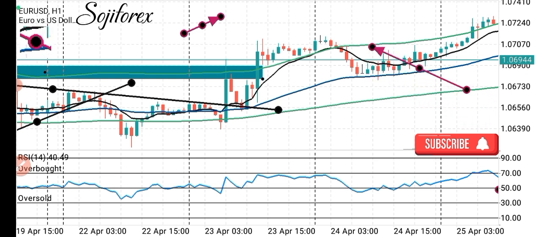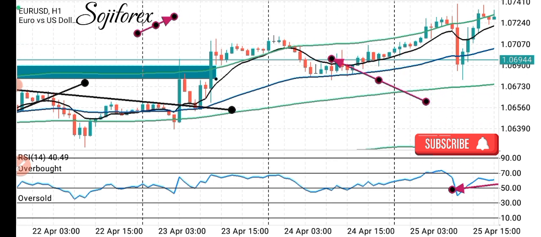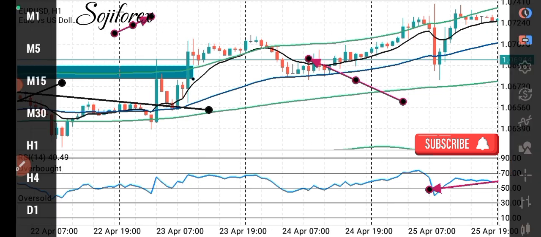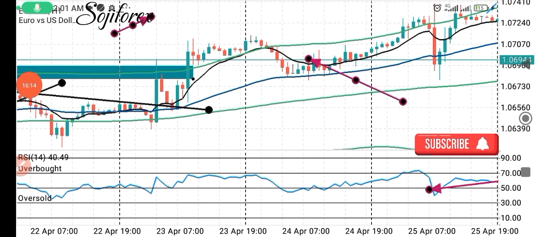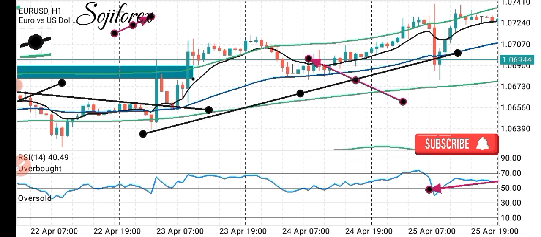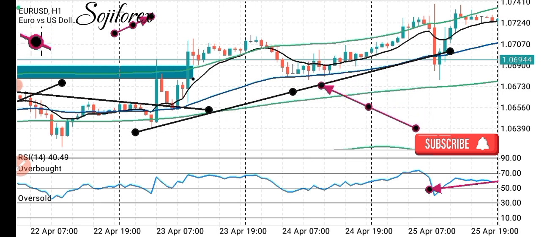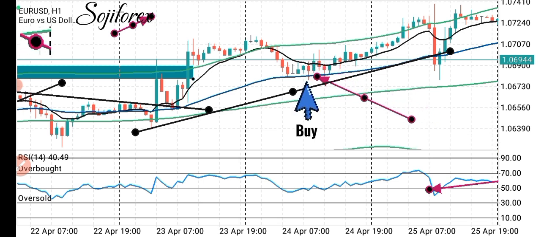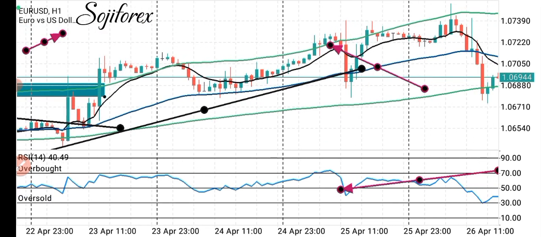You also now wait for a candlestick formation. When the pullback is happening, you put your trend line. And we have a hammer, and this hammer gave us another confirmation entry for a buy. And so we'll take this buy to the upside.